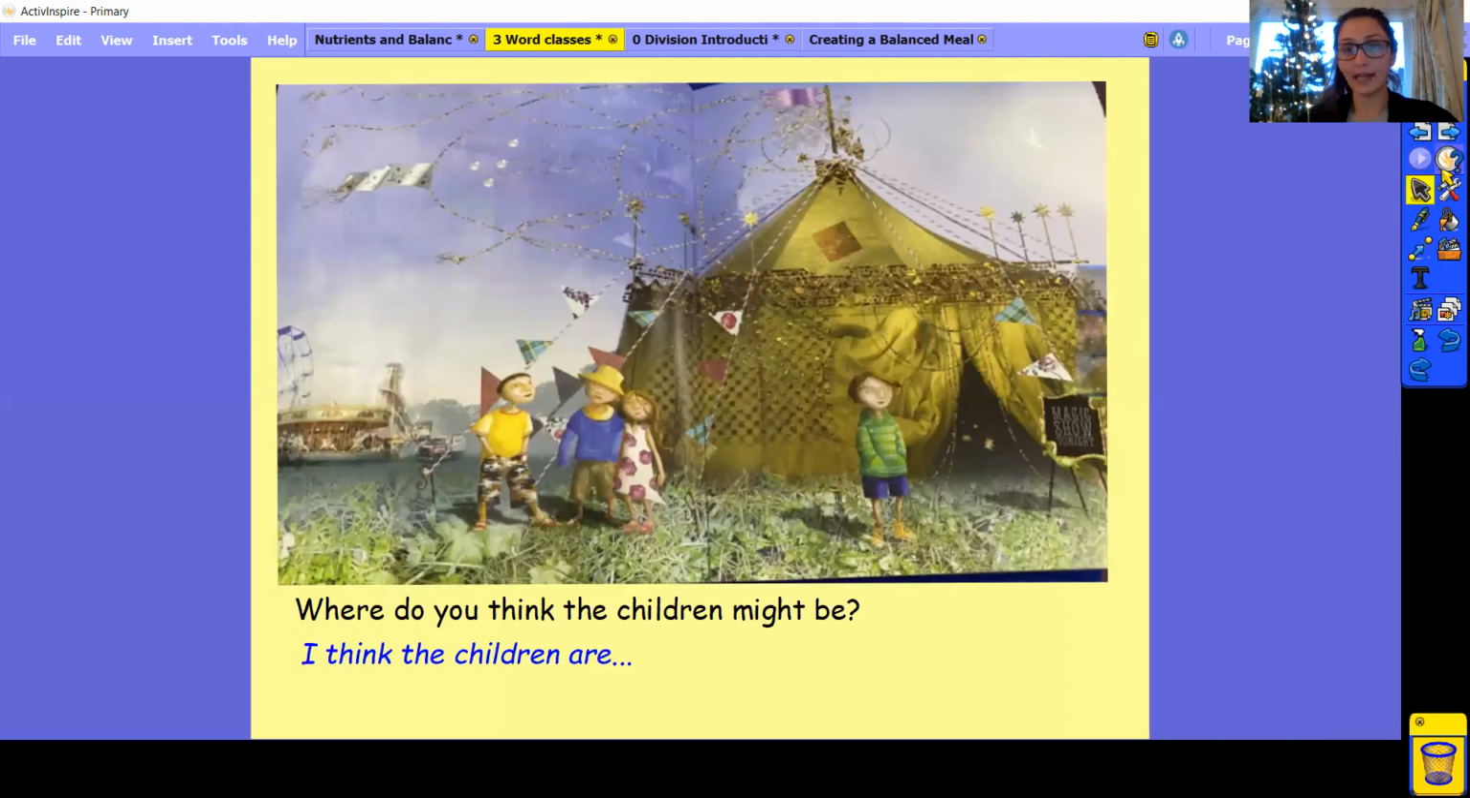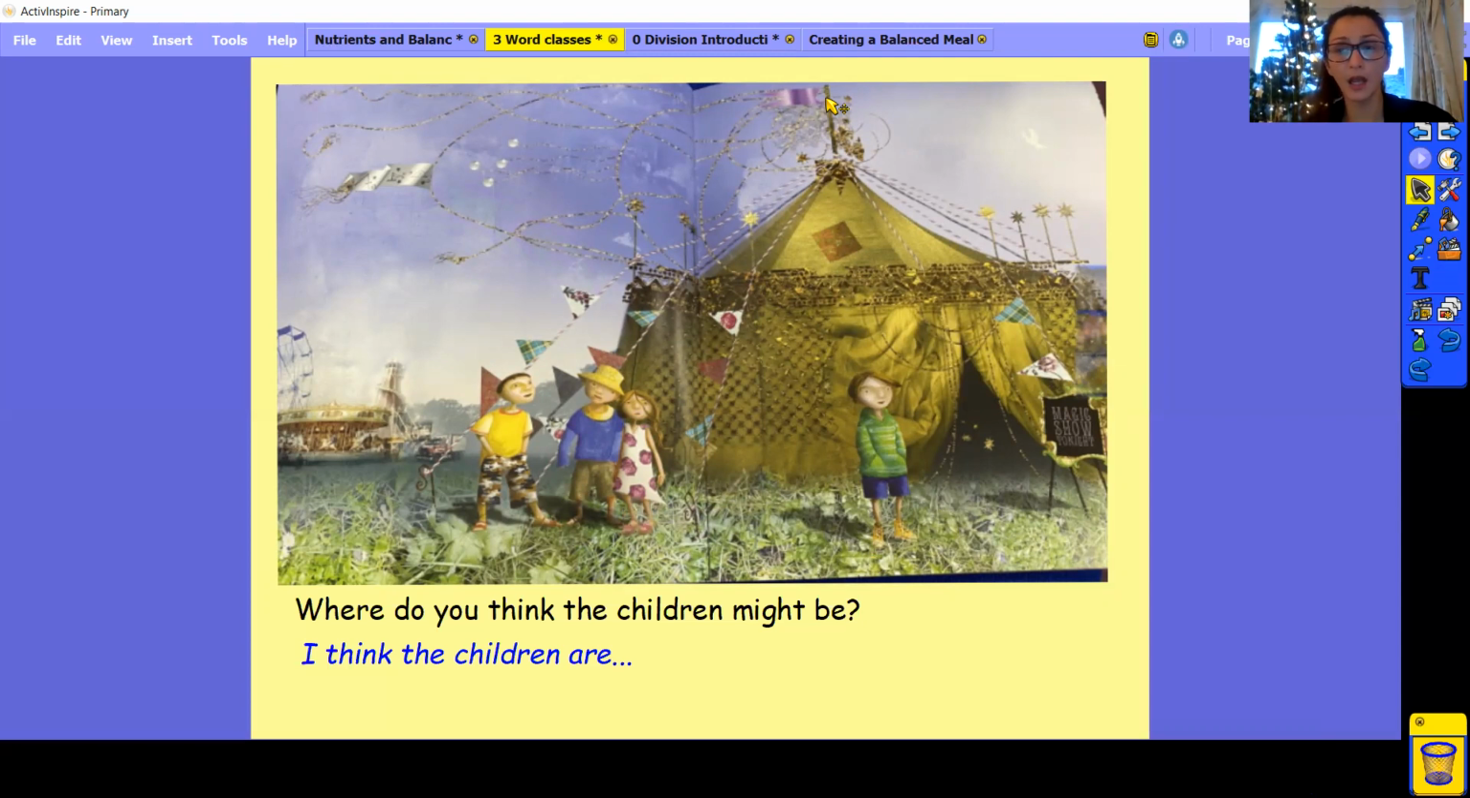So yesterday I introduced you to our new book, which was Leon and the Place Between. And on our first page, we have this scene that's going on here. There's no writing on it. There's just lots of things that is going on. So where do you think the children might be? What do you think is going on?